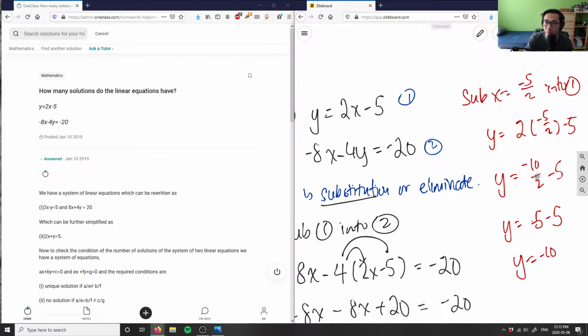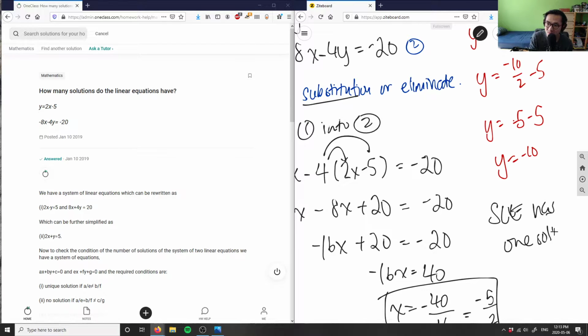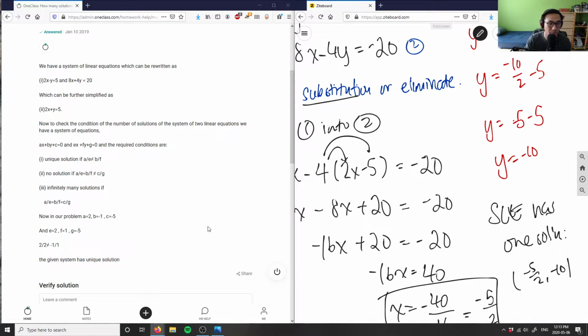So this here is my point of intersection. You can say that this system of linear equations, SLE, has one solution. And it is at the point negative 5 over 2 and negative 10. And this here is my solution for this problem.